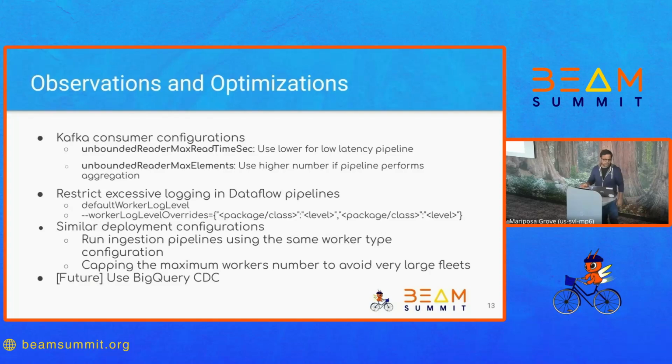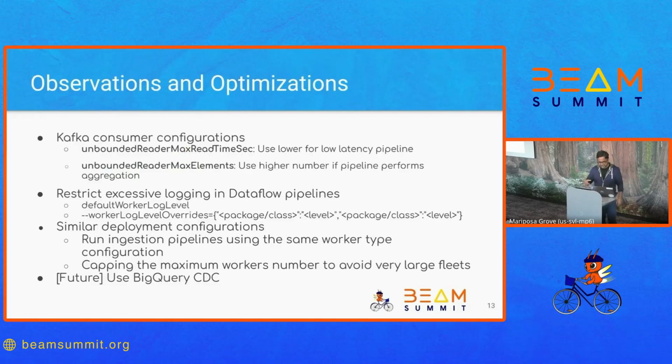Similarly, for Kafka consumer configuration, for example unbounded reader max read timeout in seconds, if you lower that, it will lower the latency as well. If your pipeline is doing aggregation, make sure you use another configuration, unbounded reader max elements. Use a higher number if you are using aggregation in your pipeline. Our pipeline was really straightforward. We didn't use the second one, but we did make use of the first one.